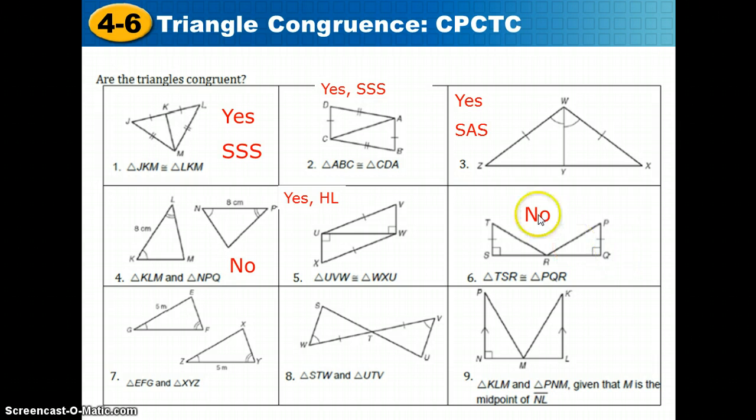Number 6, not enough information, no. Number 7 is also not enough information because the wrong sides are congruent. We don't have these 5 millimeter sides matching up. They're not corresponding. And number 8, yes, those are congruent by angle-side-angle because of these vertical angles here. And again, number 9, we don't have enough information. No, these are not congruent. Even though M is the midpoint, I don't know the hypotenuses are congruent. I also don't know these other sides are congruent.